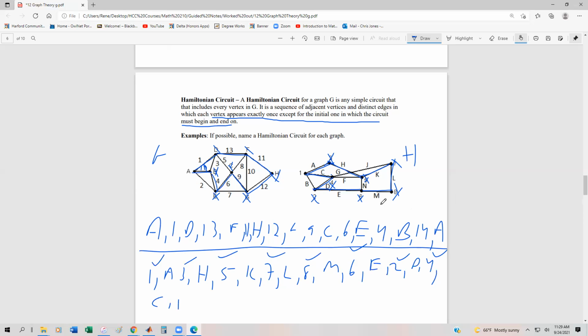Next, we're going to take a look at isomorphisms, and then the last thing we're going to do in this section is take a look at trees.